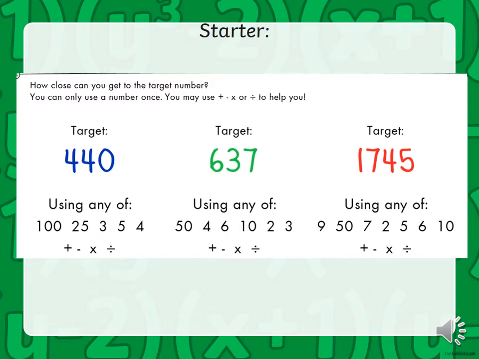Okay, so what I want you to do is pause the video and I want you to complete this starter. You can take 5 minutes, 10 minutes, however long you need, and your target numbers are there, and using any of the numbers below you're supposed to get your target number.